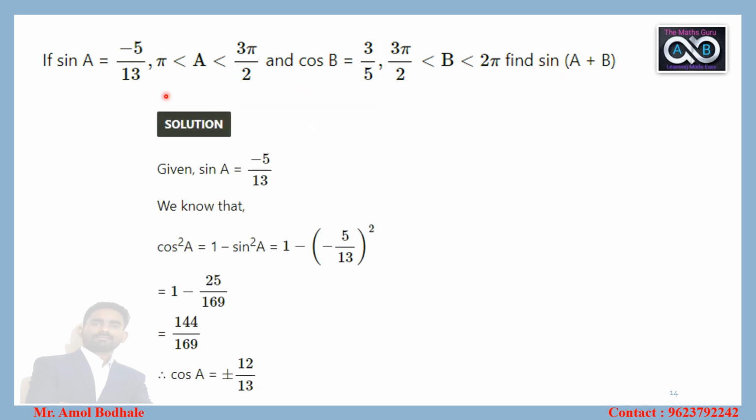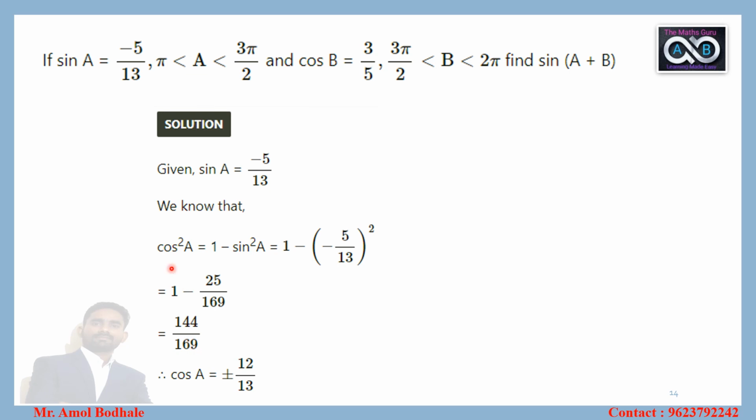See, here we have been given sine A, which is minus 5 upon 13. To find cos using sine, we can use the fundamental identity. What is the fundamental identity? Sine square theta plus cos square theta equals 1. That means we can write cos square A as 1 minus sine square A. Let's put the value of sine A here, that is 1 minus bracket minus 5 upon 13 square. 1 as it is, minus the square of minus 5, which is 25, and the square of 13, which is 169. What is the cross product here? 169 into 1 minus 25, which is 144 upon 169. So we get cos square A equal to 144 upon 169.